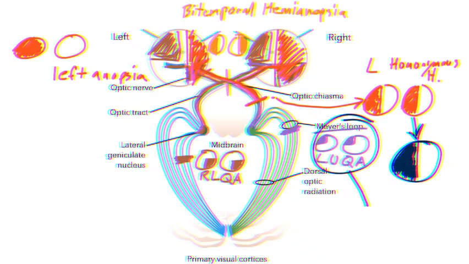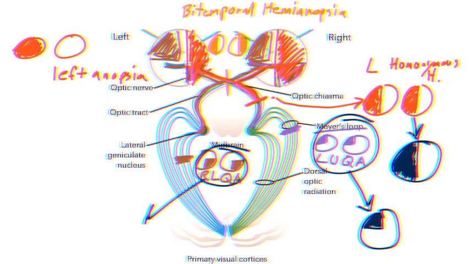So this one, where we damage the Meyer's loop on the right side, the visual field would just look like this. This is what the patient wouldn't be able to see. Same thing with this dorsal optic radiation lesion on the left side. It would simply look like this.